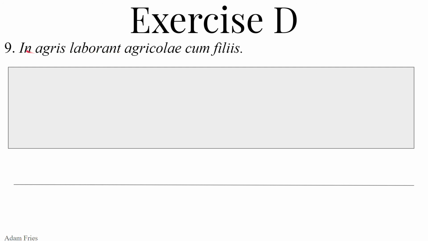So there are plural people working in the fields. Agricolae, there they are. Nominative plural masculine of agricola, ae, masculine, meaning farmer. Nominative, that's the subject of our sentence. That's what's doing the verb. So the farmers are working in the fields. And it's not just the farmers, cum filiis. They are working cum plus the ablative, with their sons. This is an ablative of accompaniment. Filiis, from filius, filii, masculine, the son, the male offspring. Cum filiis, with their sons. The farmers are working in the fields with their sons.